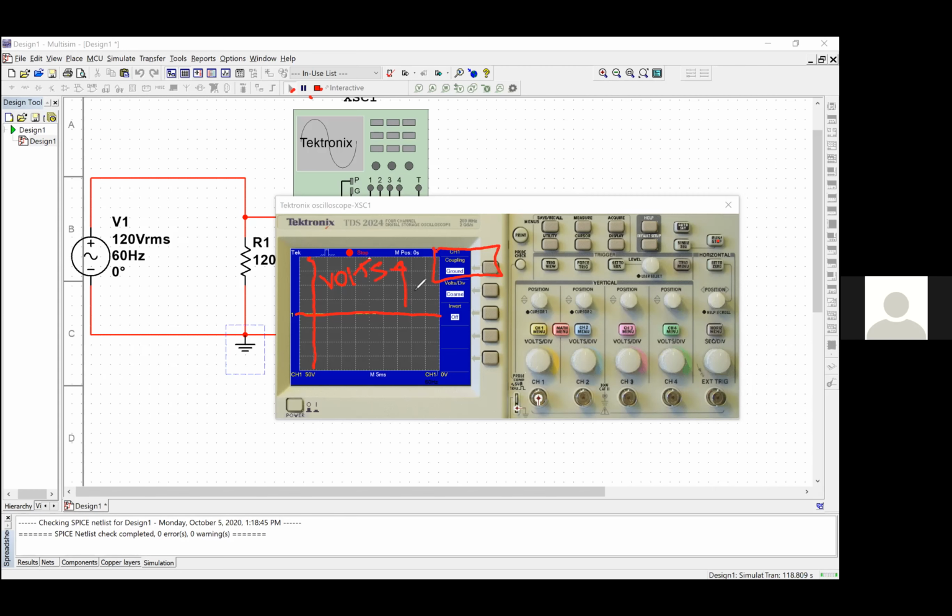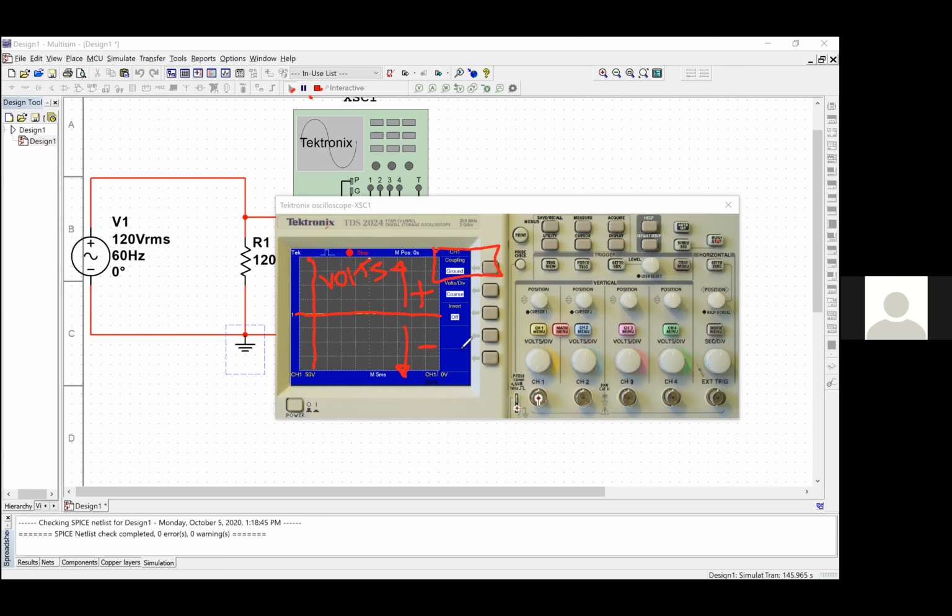So anything which is above that line is going to be a positive voltage, or above the ground voltage, and anything which is below that horizontal line is going to be a negative voltage or below the ground voltage. Okay.